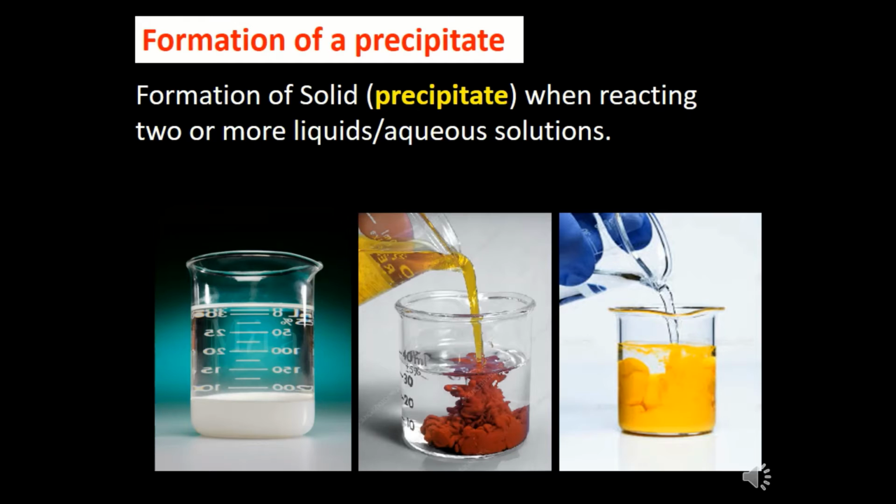Now, what is the color of the product? If it is white, you will get a white precipitate. If it is red, you will get a red precipitate. If the color is yellow, you will get a yellow precipitate.